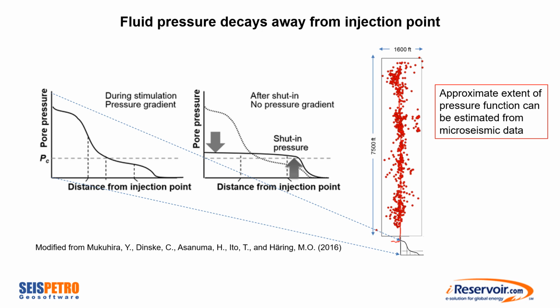As we explained in the previous slide, fluid pressure is a critical parameter. But not only the fluid pressure at the well, but also the pressure decay away from the well. Here we have two conceptual figures from Mukuhira and others that show the schematic pore pressure behavior over the entire reservoir before shut-in and after shut-in. These decay functions are very difficult to estimate, but in some cases we can use, for instance, microseismic data to at least approximate their extent, or where these functions will decay to zero pressure.